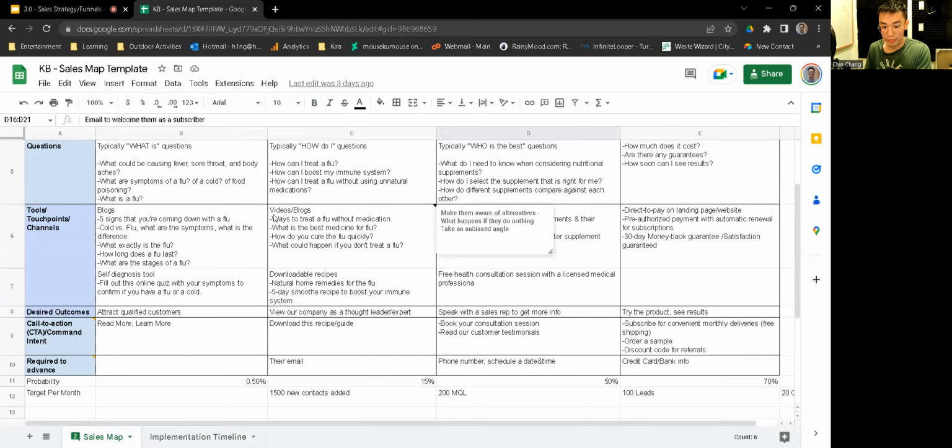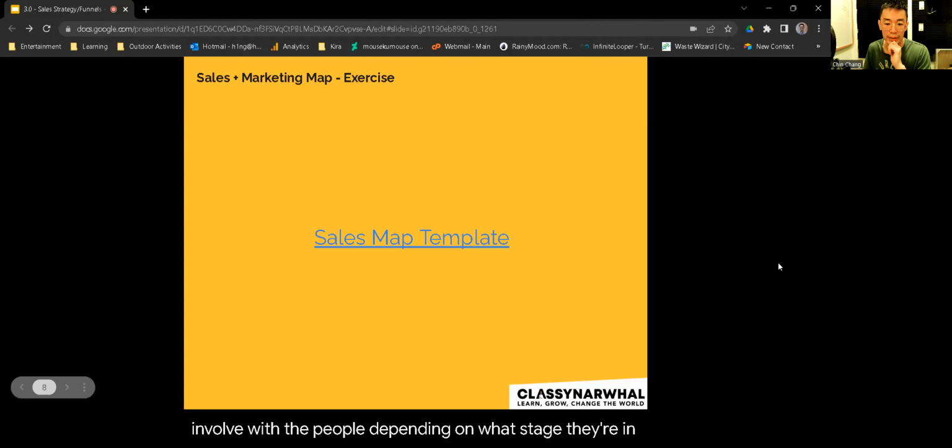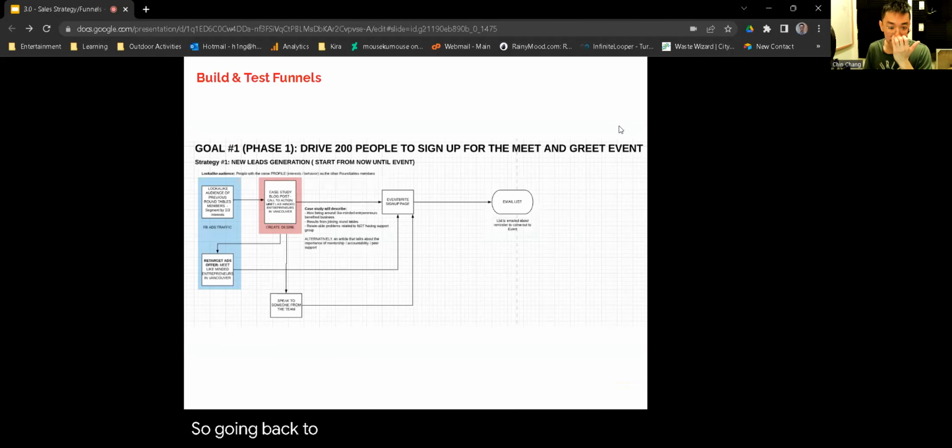Because once you have this, you know what assets marketing can create. And number two, you can tie them into what we call triggers that help you identify if someone is either a marketing qualified lead or a sales qualified lead. And then from there, you will know how to get your salespeople involved with the people depending on what stages they're in. So going back to this, once you have it, the next step is to build and test those funnels.